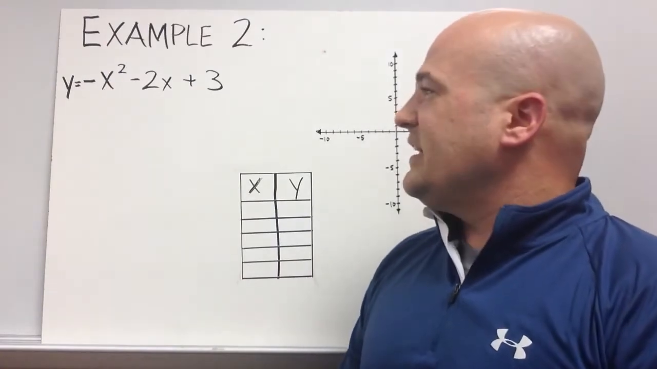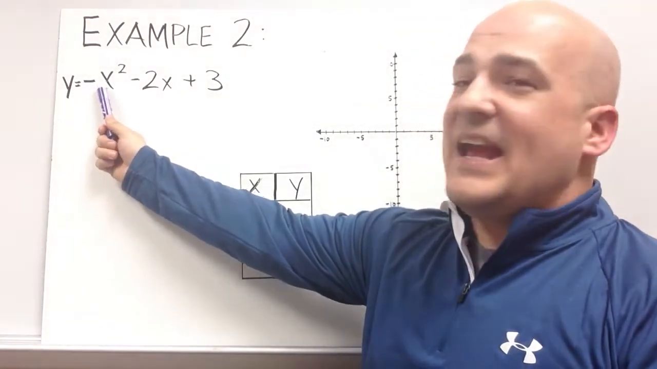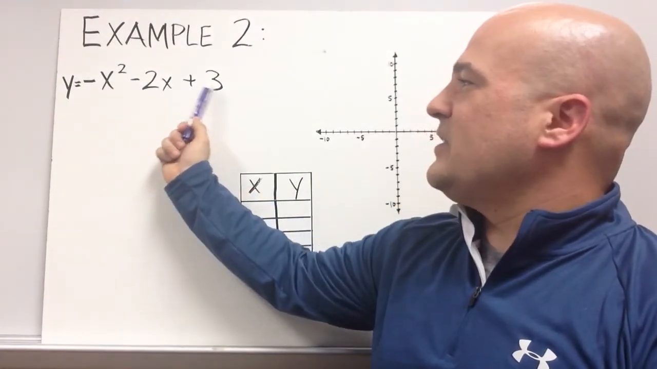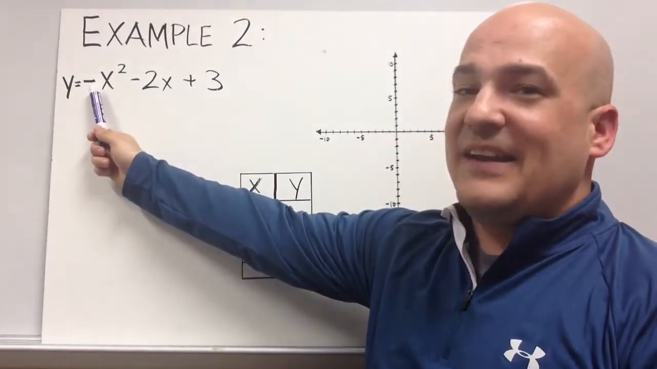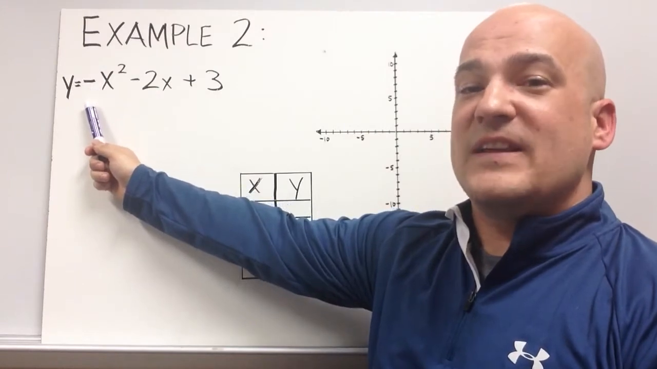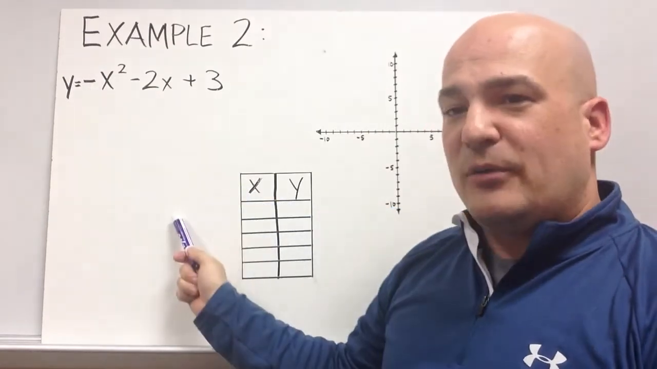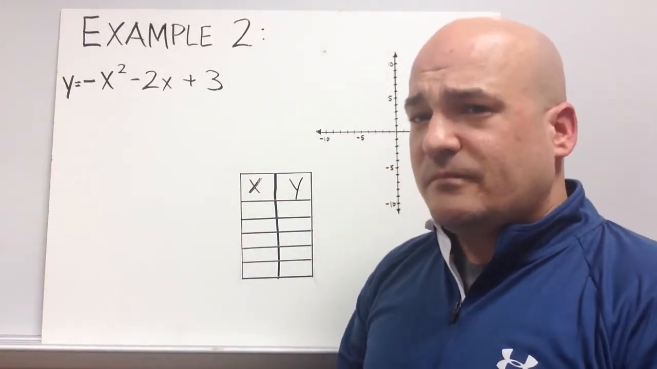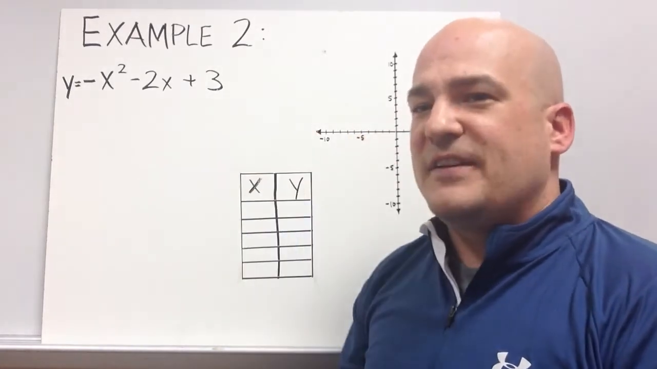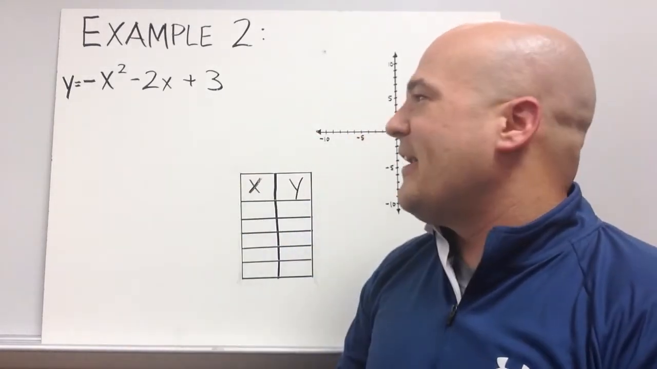Right away when you look at this example, y equals -x squared minus 2x plus 3, I notice that my a is a -1, so I know that this parabola is going to be a frown parabola, an upside down parabola. Okay, so that's good to just know right off the top. I got to remember this one's going to be upside down.